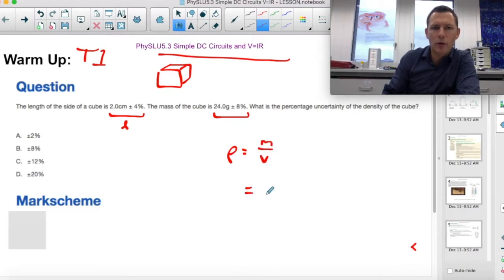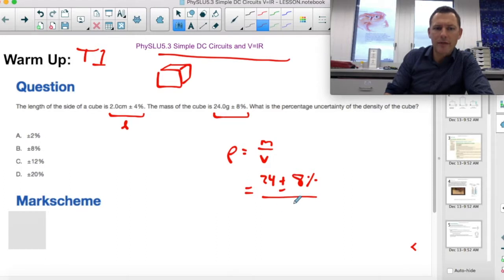And I know the mass, grams per milliliter. The mass is 24 plus or minus 0.8. So this is 8% uncertain already. And then we're going to divide by the volume, but the volume is length times width times height, which are all the same. And so essentially it's 2 plus or minus 4%, 3 times. So really the uncertainty is this is 8%.